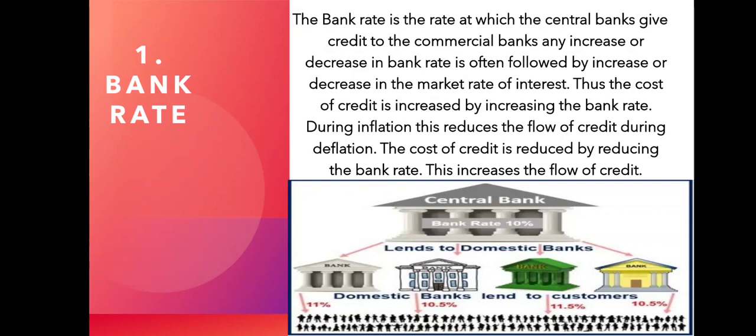Now, during inflation, this reduces the flow of credit. And during deflation, the cost of credit is reduced by reducing the bank rate. And this will eventually increase the flow of credit. Because in times of inflation, if the bank rate is increased and people are discouraged from taking loans, they are able to control the situation of inflation. And in times of deflation, when they are encouraged to take loans because the bank rate has been reduced and subsequently the market rate of interest has reduced, people will be encouraged to take a loan and their purchasing power will increase.